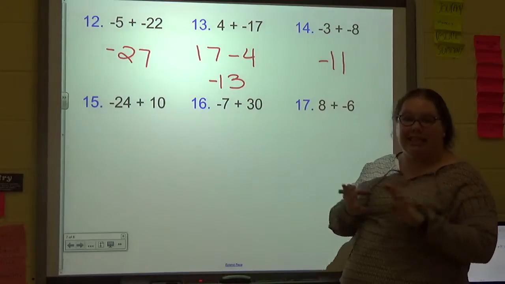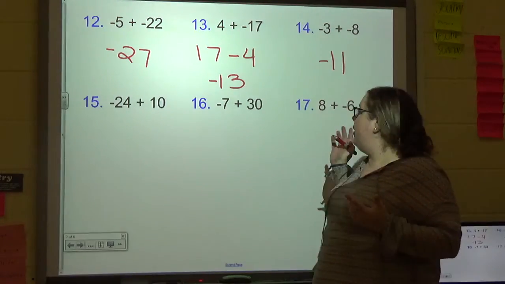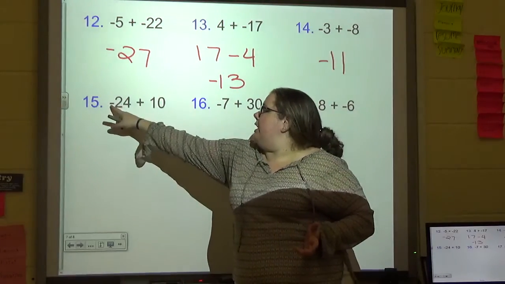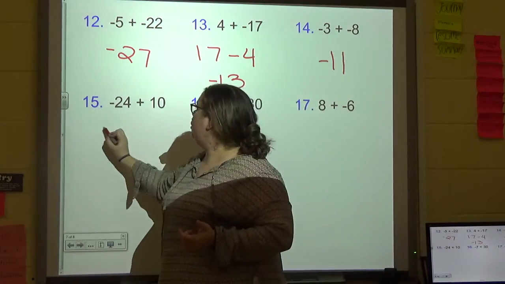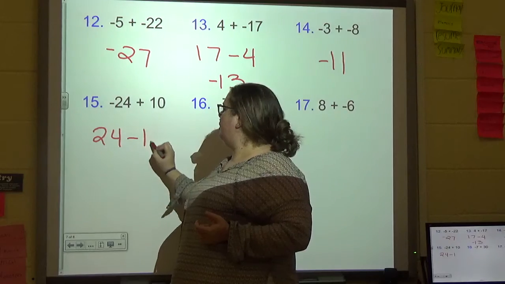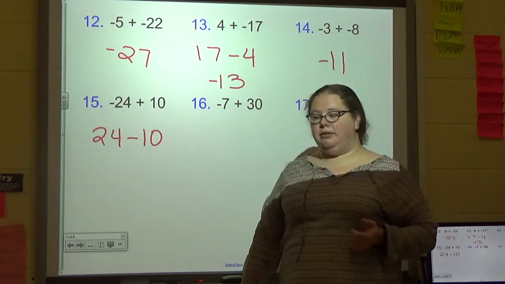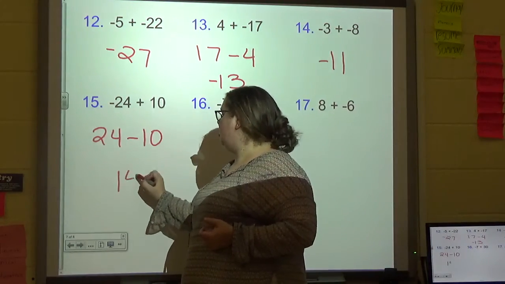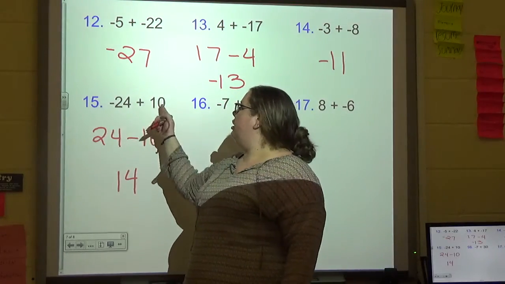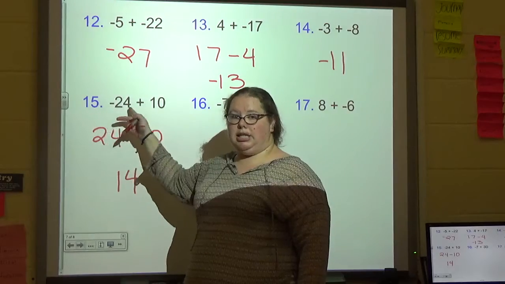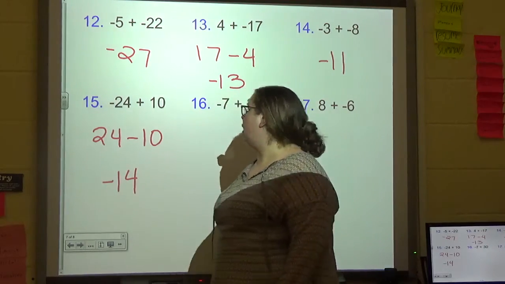Number 15, same sign or different signs? They're different signs. One's a negative, one's a positive, so that tells us to subtract 24 minus 10. What's 24 minus 10? 14. Now is it positive or negative? Who's bigger? 24 is bigger, since it's negative, my answer is negative.